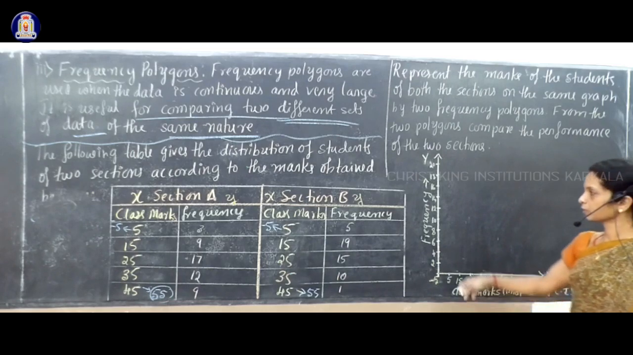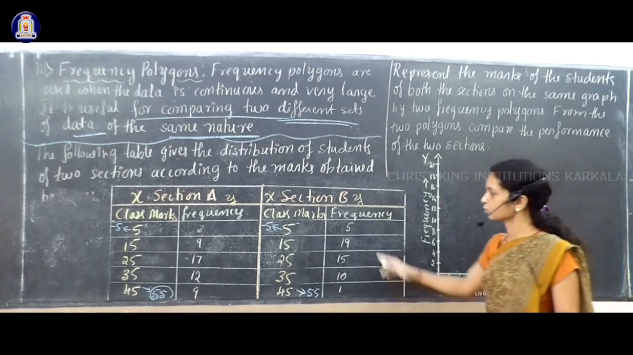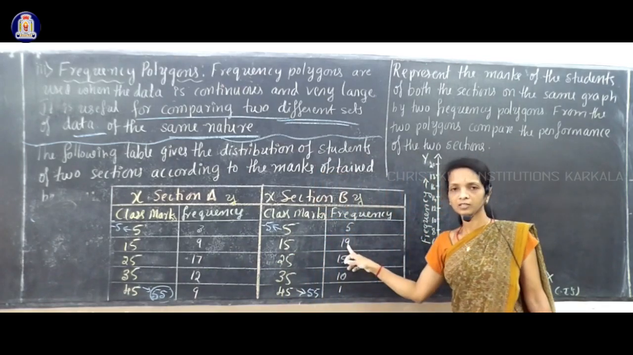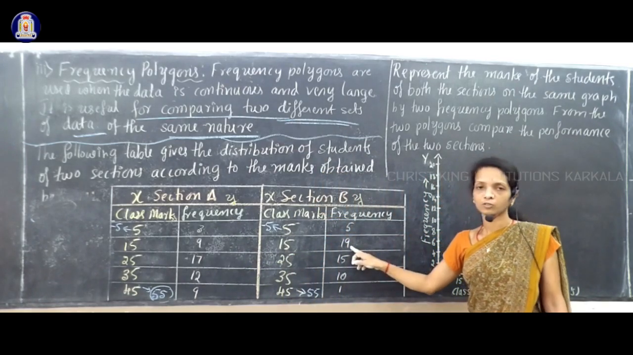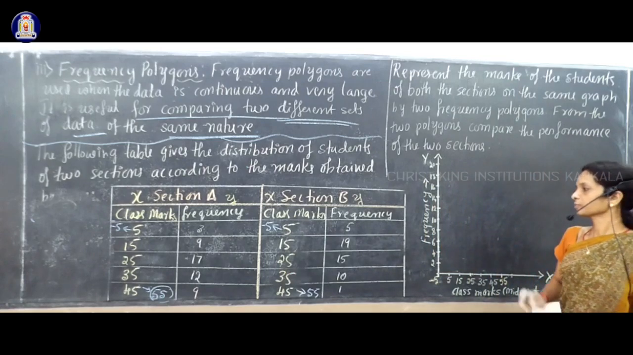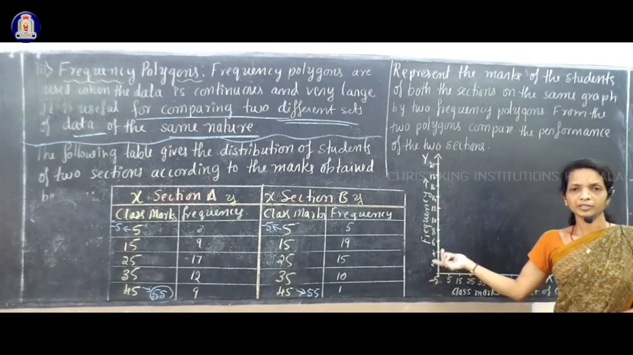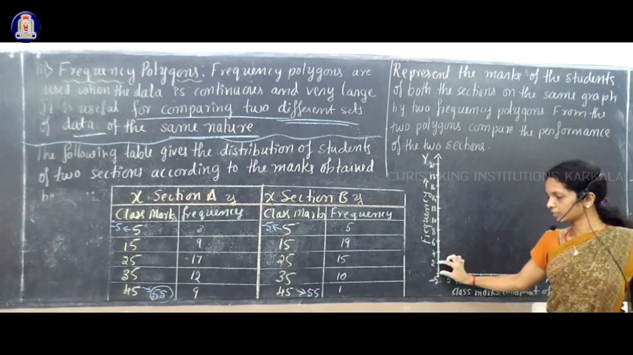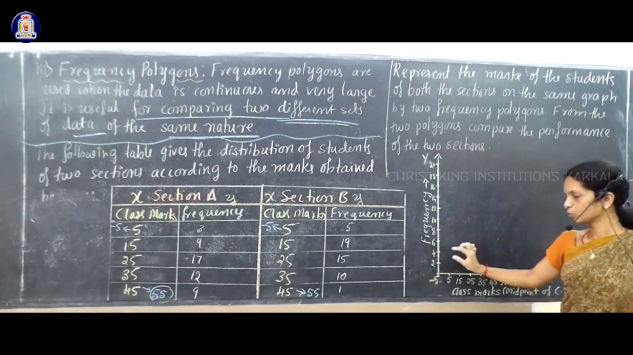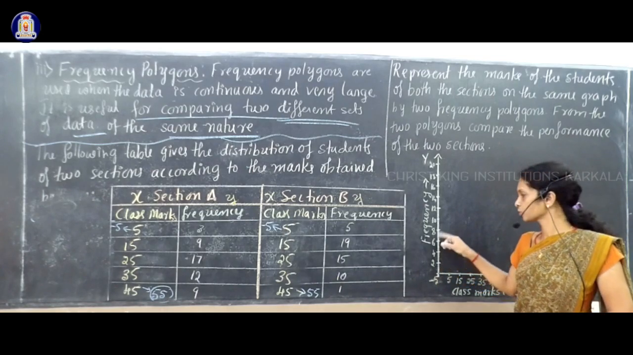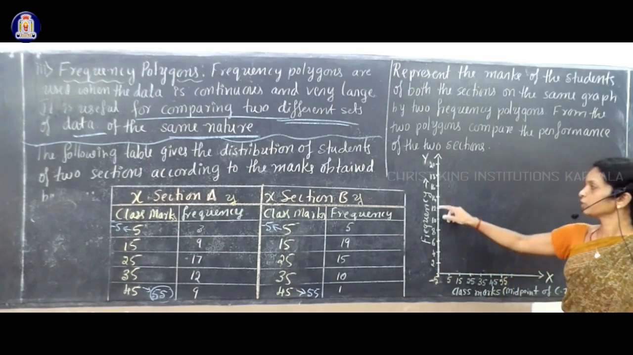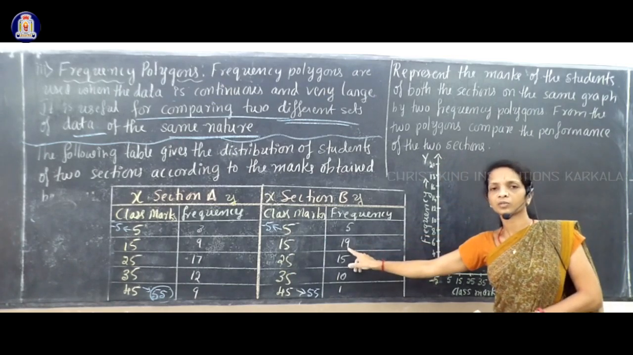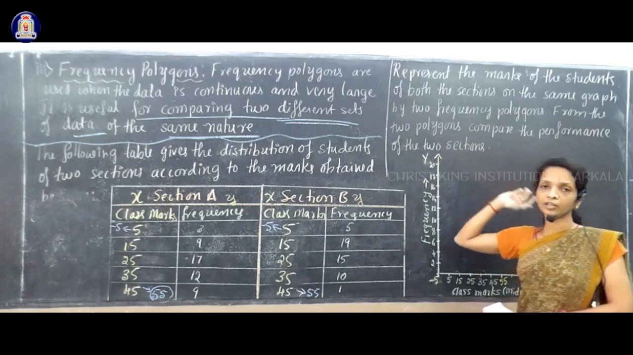Now frequencies you have to take on the y-axis. Here you observe the frequency column. Which is the maximum number? The maximum frequency is 19, so up to 19 you have to mark. If you take 1 centimeter as 1 unit, you need a larger graph sheet. For that reason, I took 1 centimeter as 2 units. So you mark 2, 4, 6, 8, 10, 12, 14, 16, 18, 20. Up to 20 is enough, because your maximum frequency is 19.